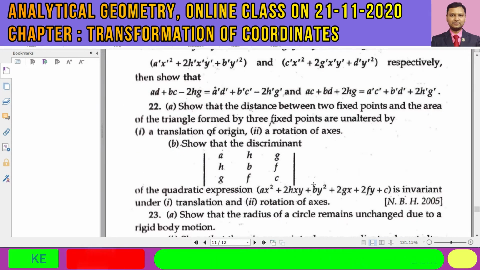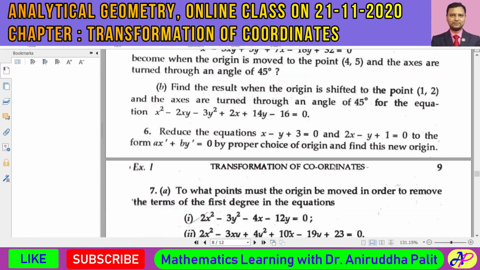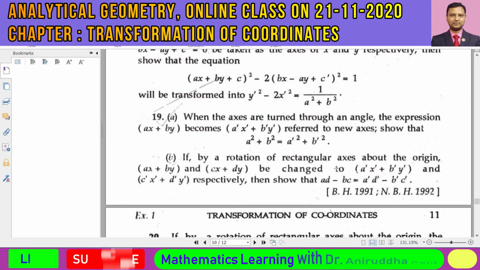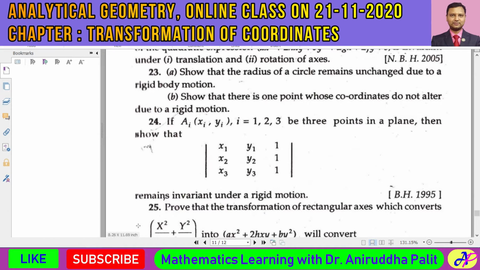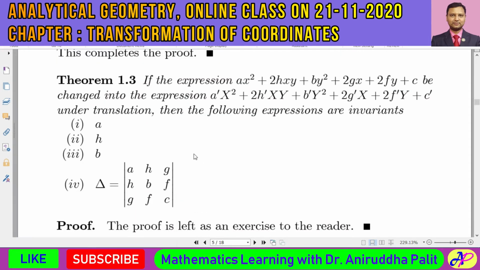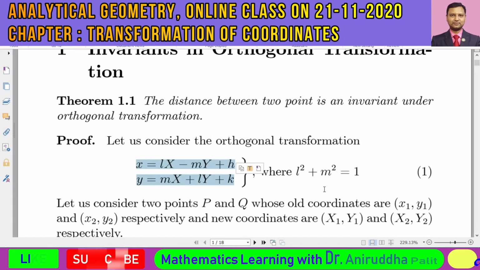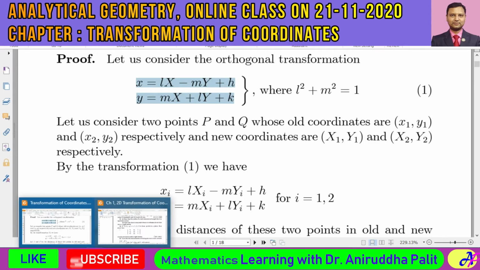One more observation I need to share with you. There is a question with the determinant x1 y1 1, x2 y2 1. It says that under rigid body motion, that means under this kind of orthogonal transformation, the distance between two points does not change. We proved this result in the first theorem.